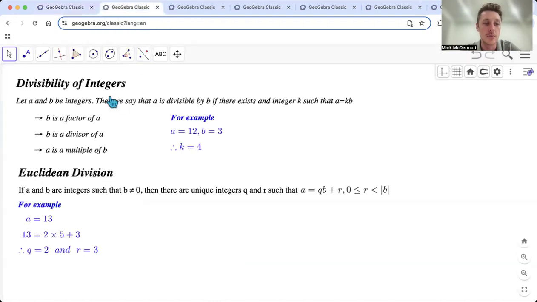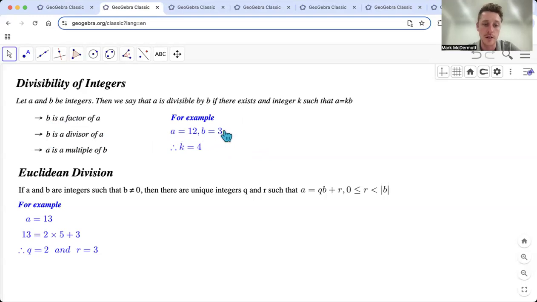So let's look at the divisibility of integers. If we have two integers a and b, then we say that a is divisible by b if there exists an integer k such that a equals kb. Let's look at this example to clarify things. Let's say a is 12 and b is 3. Does there exist an integer k such that k times b equals a? I think you would agree that k would be 4. And so we would say that b is a factor of a, or 3 is a factor of 12. That makes sense. b is a divisor of a.